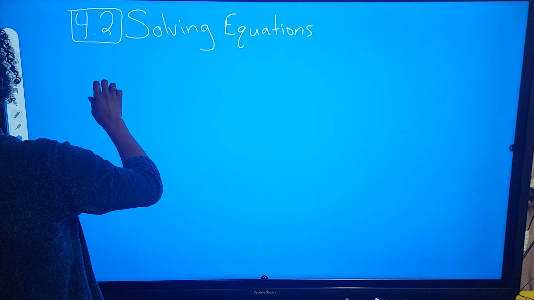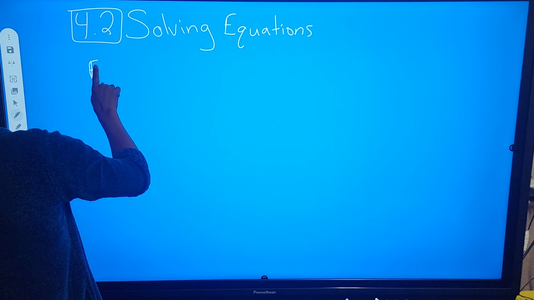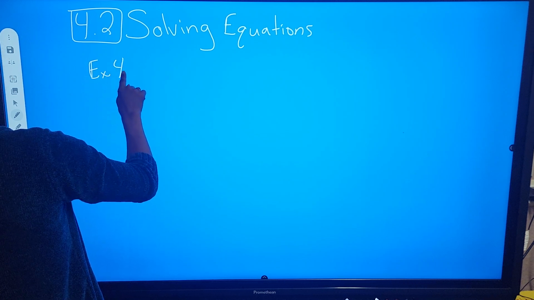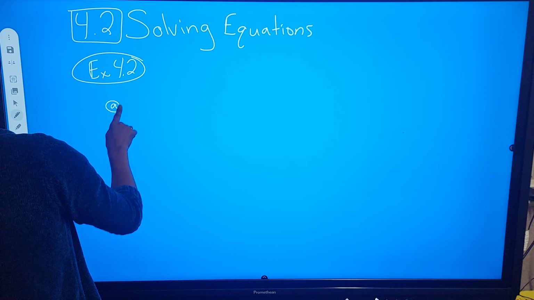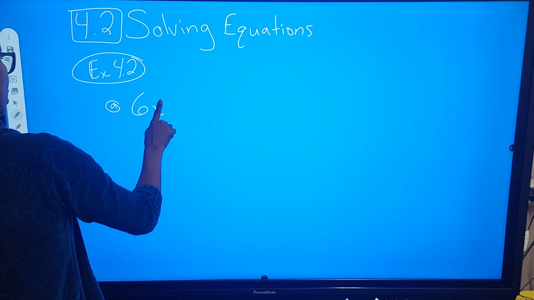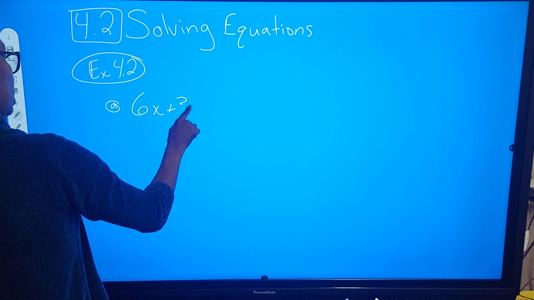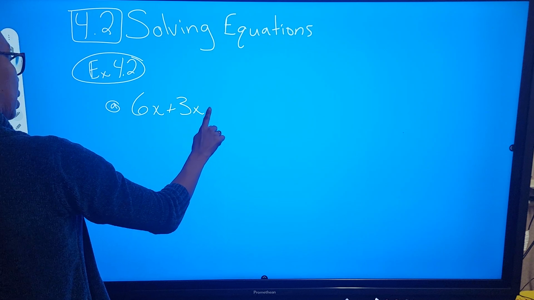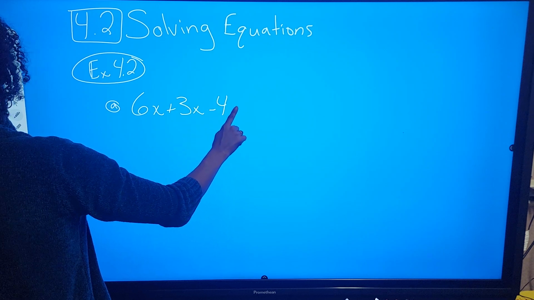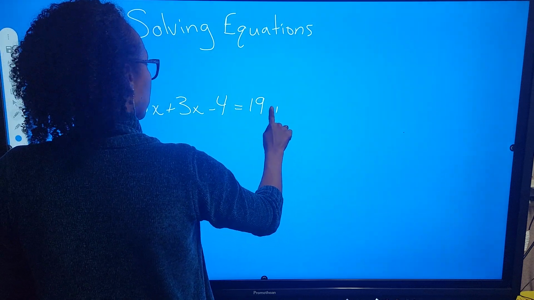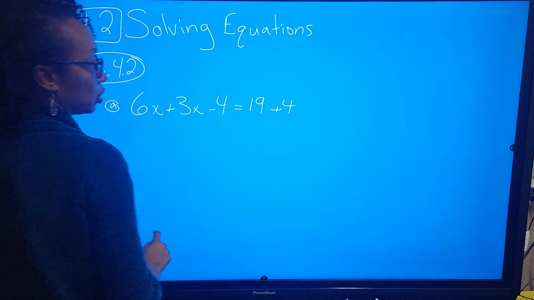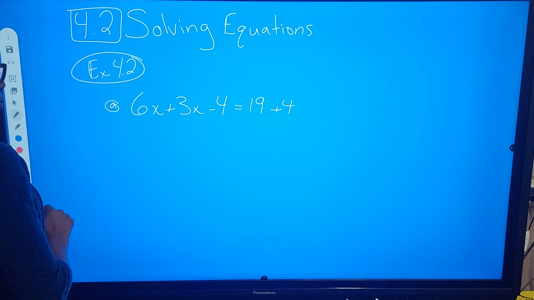Let's look at the example 4.2, and this one's letter A. It has 6x plus 3x minus 4 equals 19 plus 4. So we'll do the example first and then we'll go back through and give some steps.